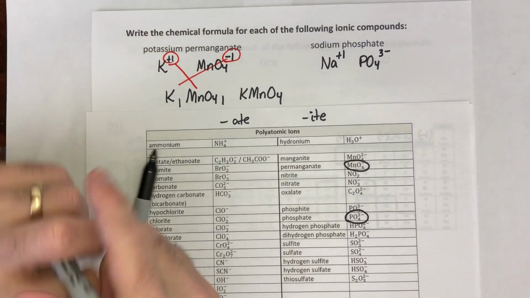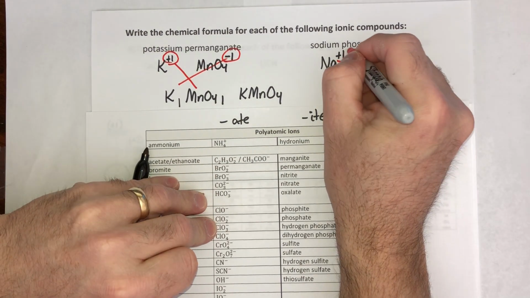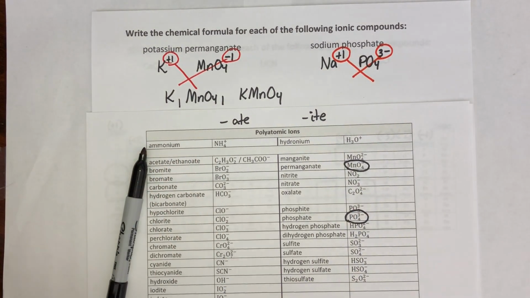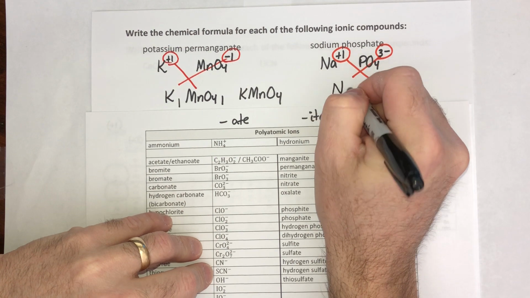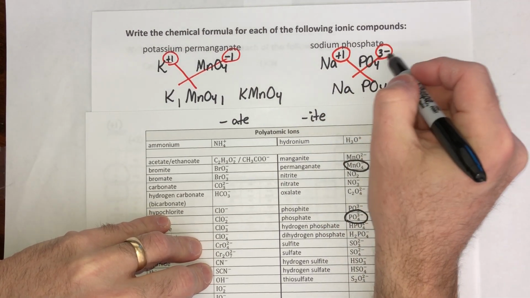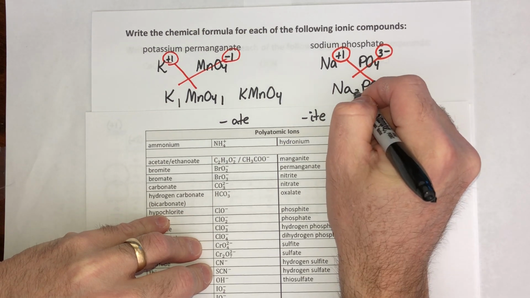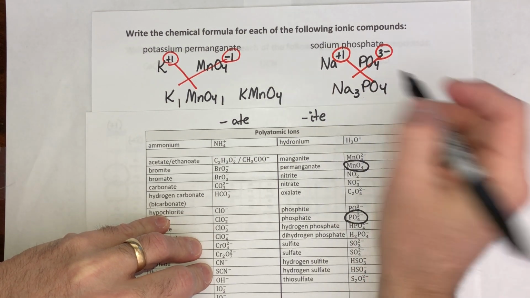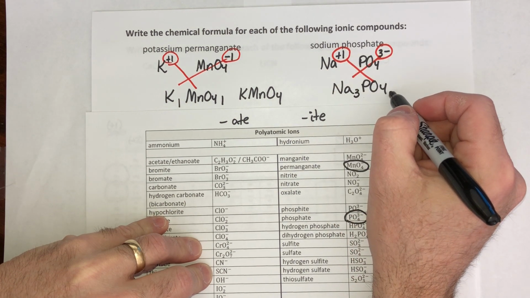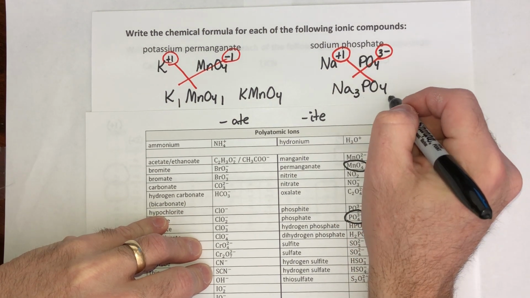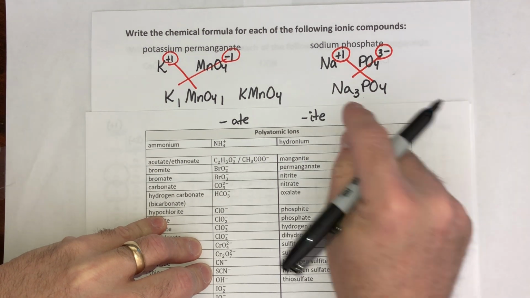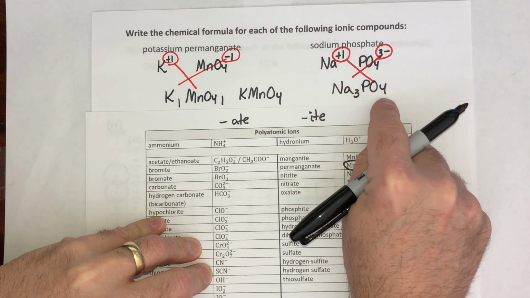If we do the switching thing, the numbers here will tell me how many of each. Okay, so if I write my sodium, I write my PO4. Because the phosphate has a charge of 3-, that's why I need 3 sodiums. The sodium has a charge of +1, so I only need 1 phosphate. And we've already said before that if you only need one of something, you don't need to write the 1. So the formula would be Na3PO4.